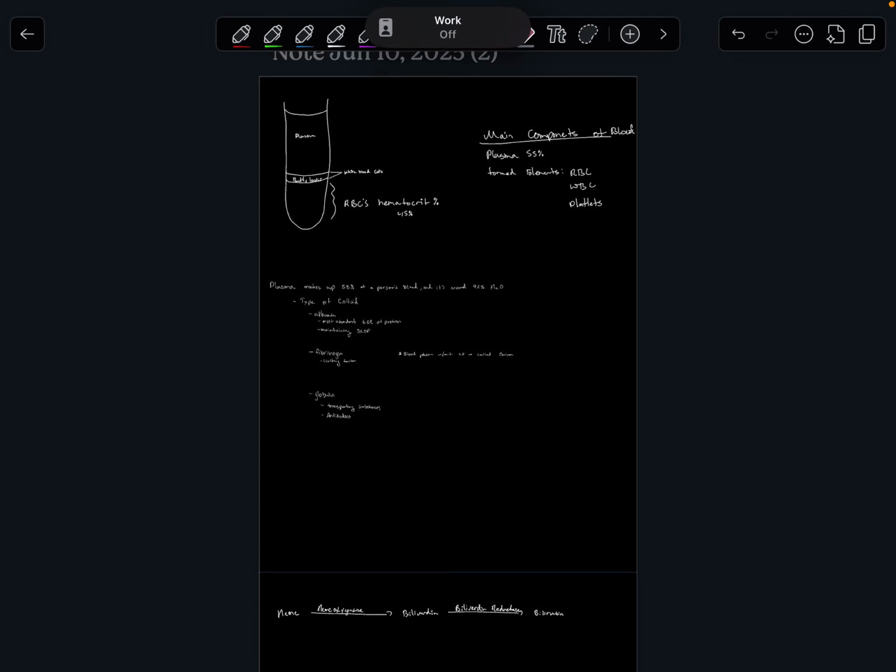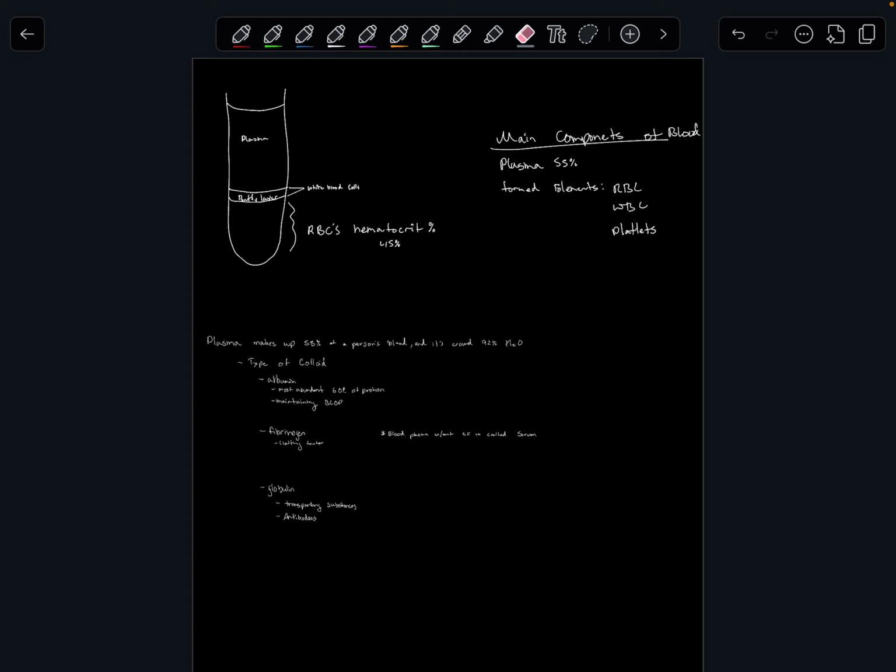In today's video, we'll be discussing blood composition, red blood cell breakdown, hemostasis, and a couple of other things. In this first portion, we'll be talking about the components of blood. So blood is composed of about 55% plasma, that's shown here.